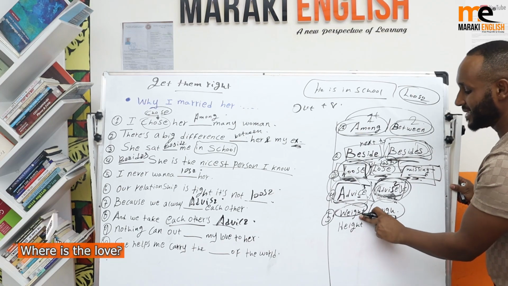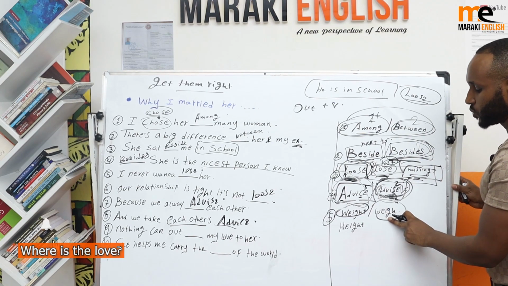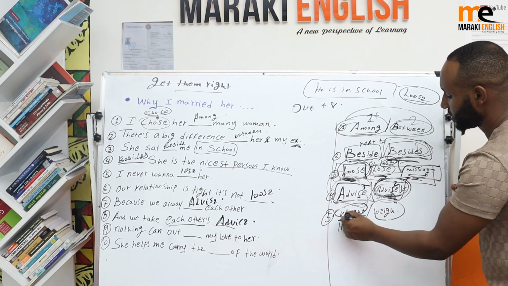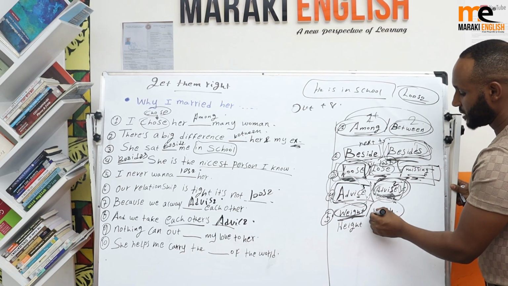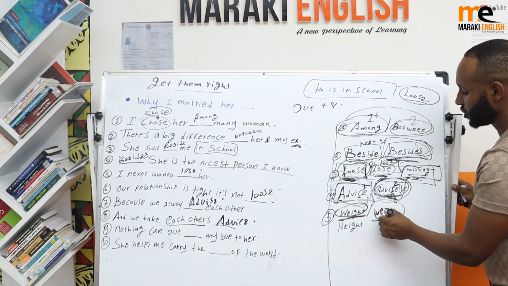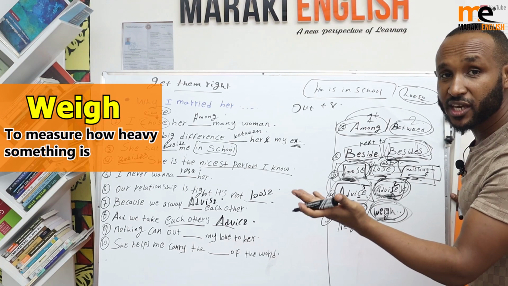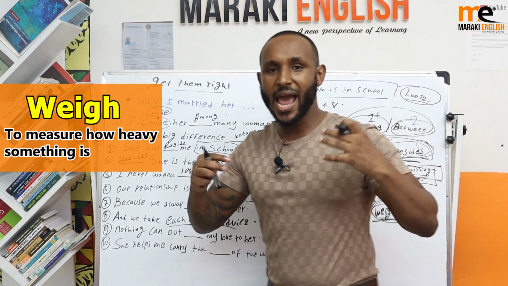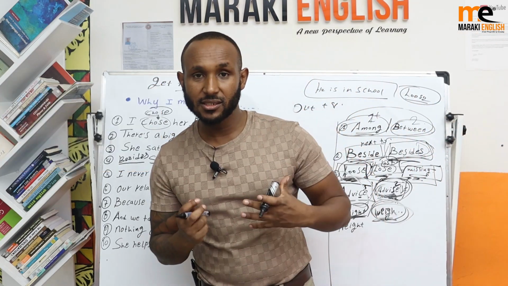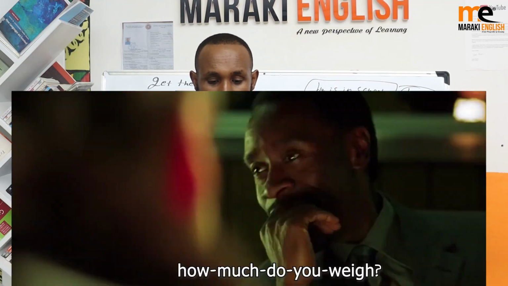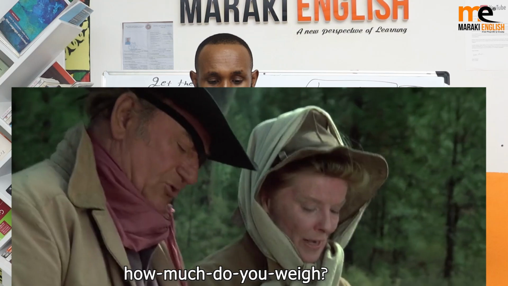The first one is wait, this one is weigh. You know the difference between these two? I know most people know this, but not many with this. W-E-I-G-H. To weigh is to measure how heavy something is. If you want to ask me my weight, you say, how much do you weigh?